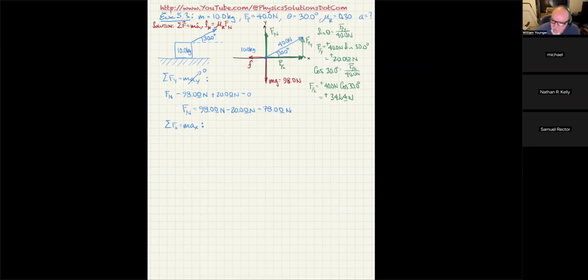All right, now we've got summation of forces in the x direction equals mass times acceleration in the x direction.